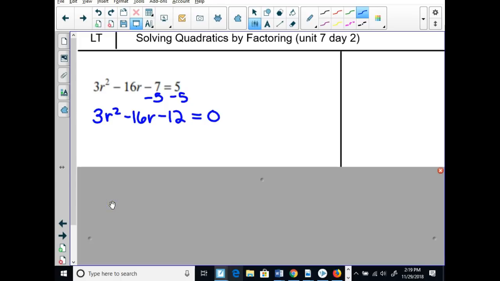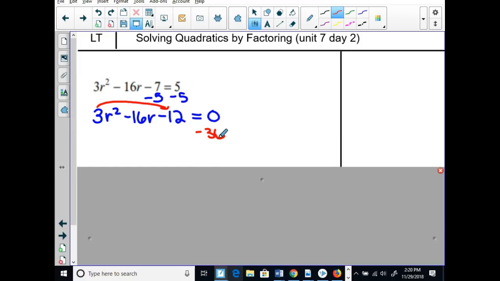3, 16, and 12, they don't have anything in common. So I'm either going to factor it using guess and check, or I'm going to do turning it into 4 terms again. Pause it right now if you're going to do guess and check. Get the guess and check, and then you can fast forward through the factor by grouping. If you can't do guess and check, do the factor by grouping with me. We're going to take 3 times negative 12. That gives us negative 36.